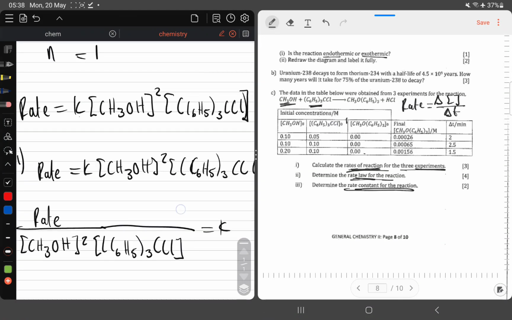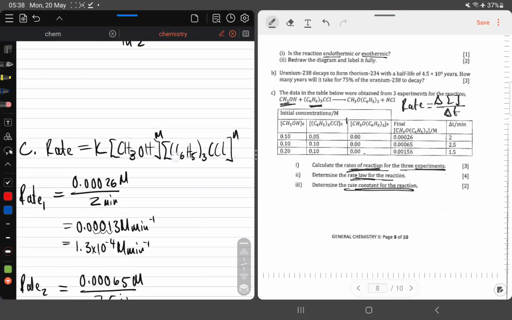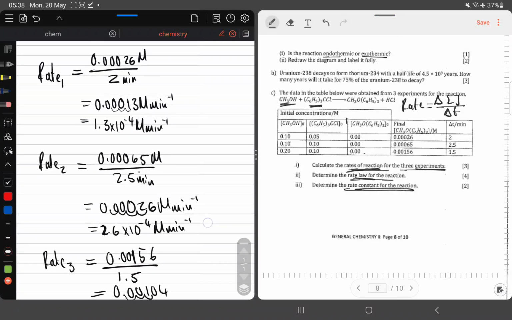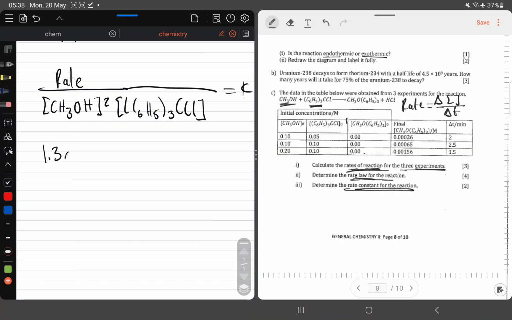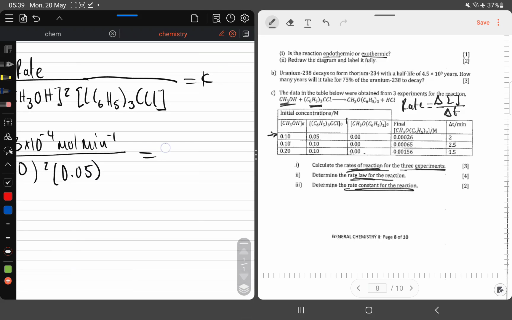In experiment 1, the rate is 1.3 times 10 to the negative 4 moles per minute. So it's going to be 1.3 times 10 to the negative 4 moles per minute divided by the concentration of CH3, which is 0.10 in experiment 1, squared, times the 0.05. And this is going to be equal to K.